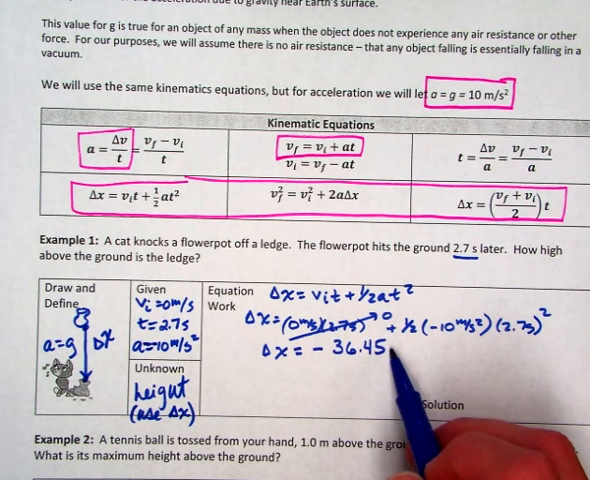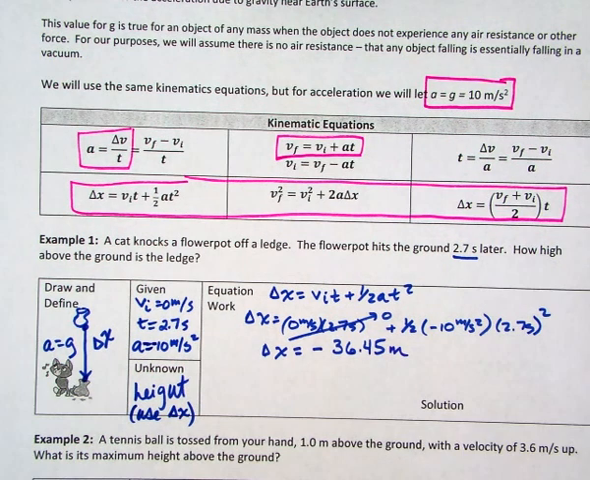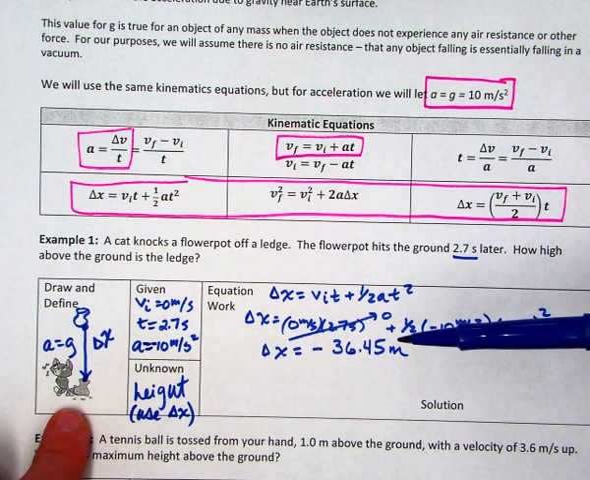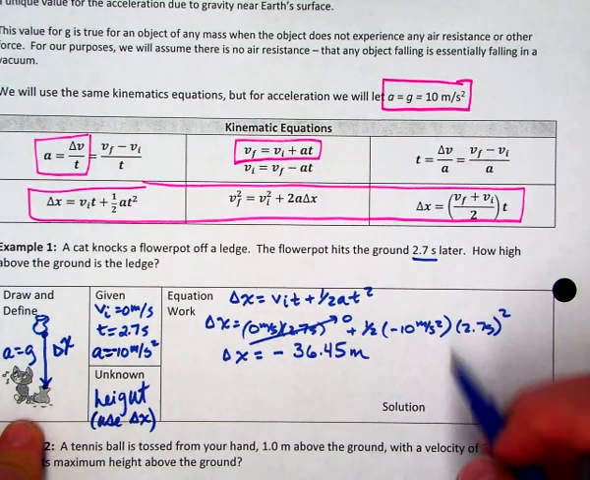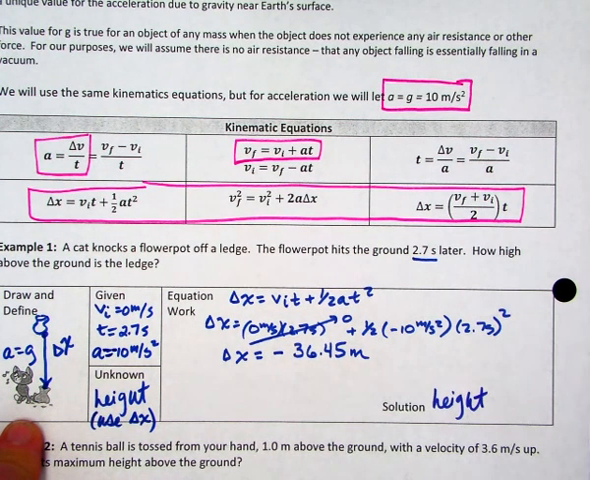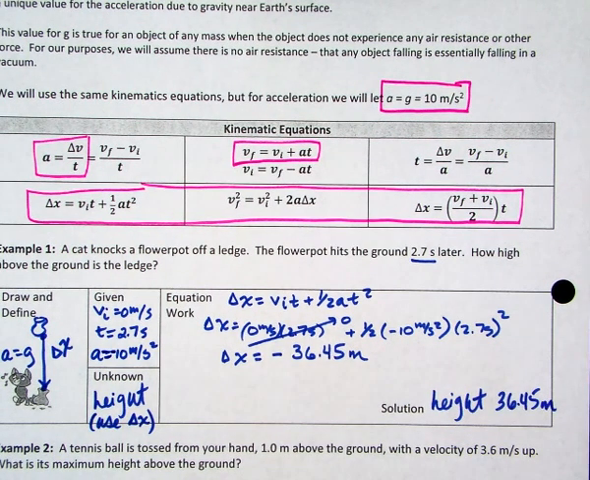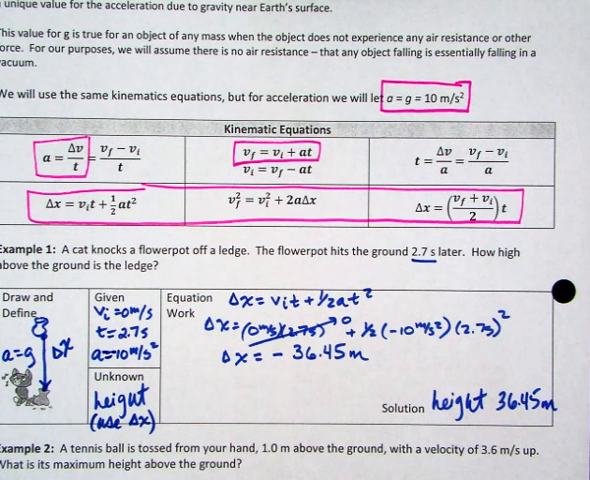What are the units for displacement? Meters. Okay, so the units for displacement are in meters. The question is asking for the height of the ledge. If my displacement from the ledge to the ground was down 36.45 meters, what is my height? 36.45 meters. Okay, so do you guys see how displacement is helping us to figure out the height? So the height is just how far from the ground to the top of the ledge that this flower pot was. Okay, so let's take a look at the next one here.